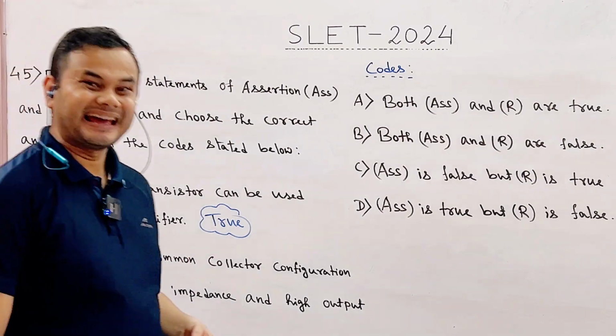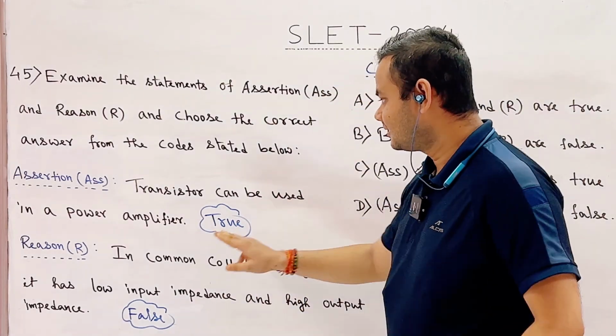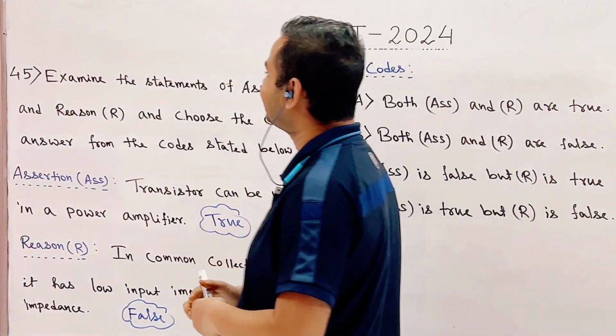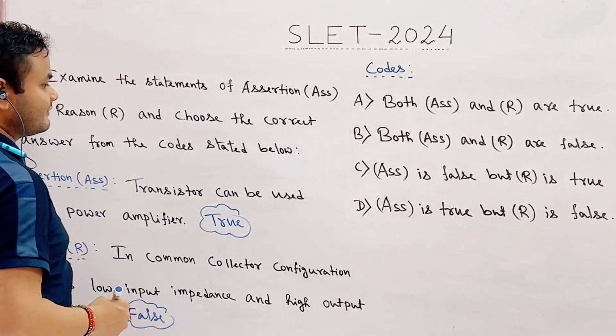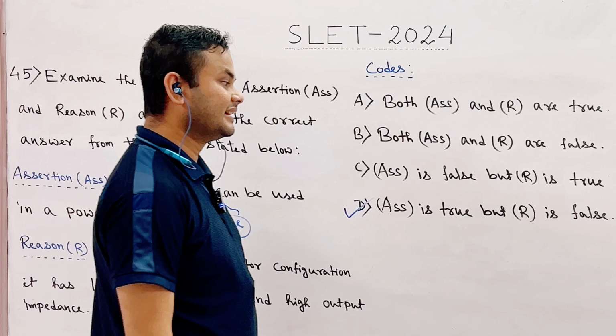So after analyzing, we have seen that the assertion is true and the reason is false. So therefore, the correct answer of question number 45 is option D. Assertion is true but reason is false.